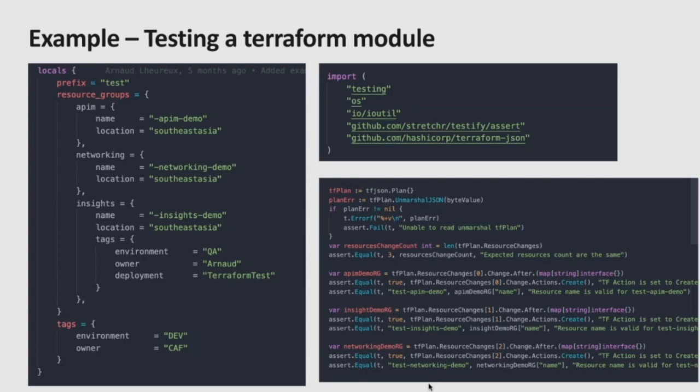Exactly. So this is a unit test. So we are trying to test a single feature. Here we want to make sure that the plan phase has worked for our resource group module. And in our definition, we have 2 things, right? We have a list of resource groups, so we have 3 of them, and we have a prefix as well.